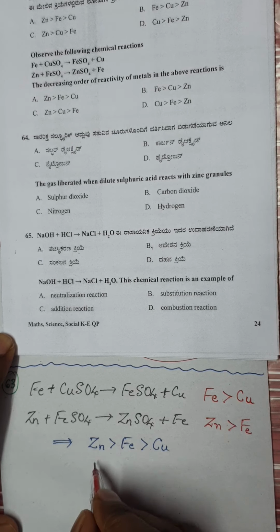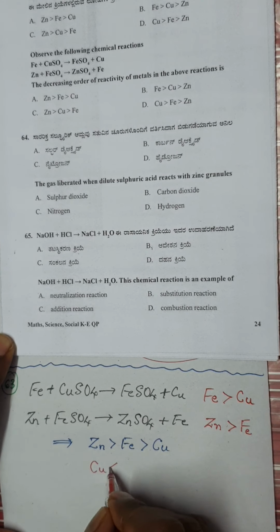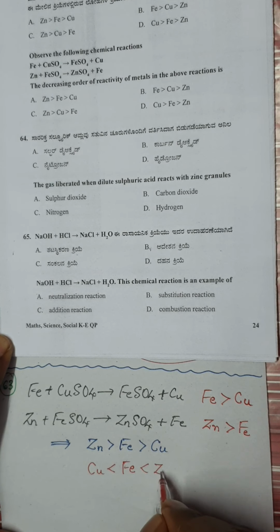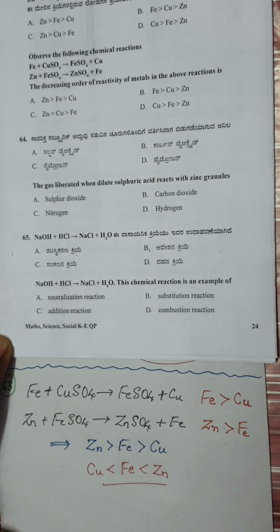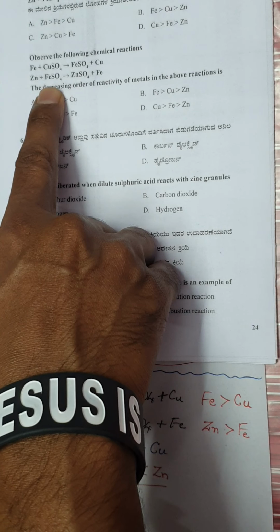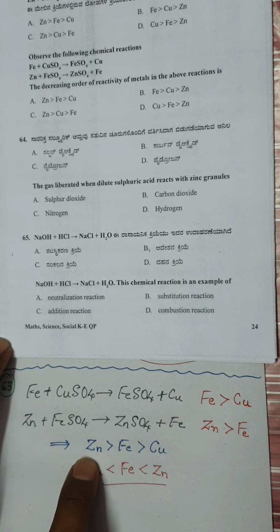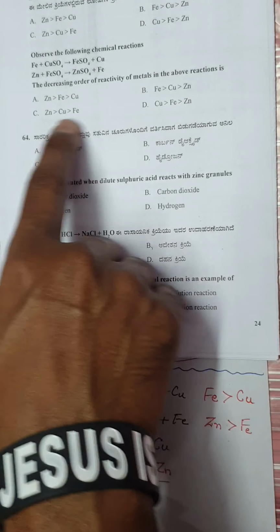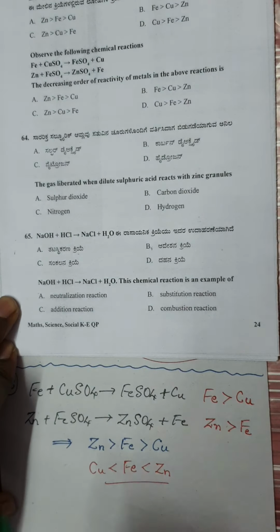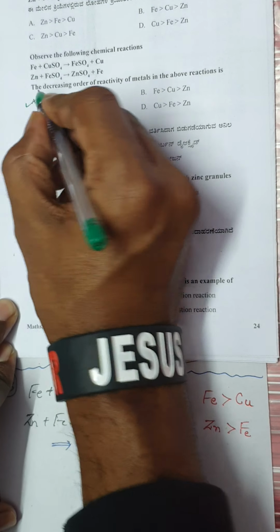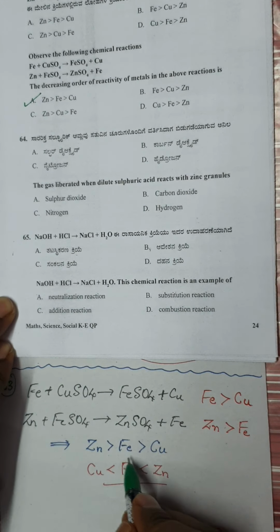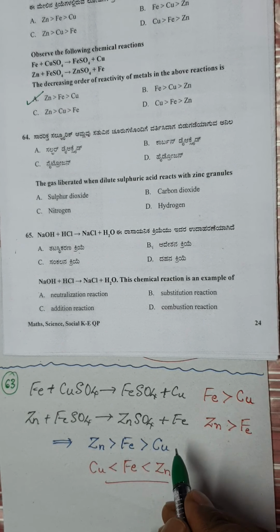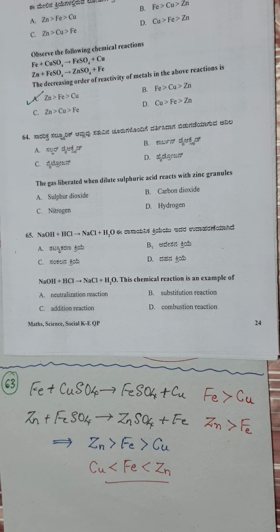The decreasing order, if they ask you, it would be like this: copper is less reactive than iron, and iron is less reactive than zinc. Okay, please be very careful. He is asking you the decreasing order. The highest reactivity will come first. So zinc, iron and copper is the order. Now if you check in the four given options, the right option would be option A, isn't it? In option A, you can find zinc, iron and copper in the respective order. Okay, so that will conclude the solution for question number 63.